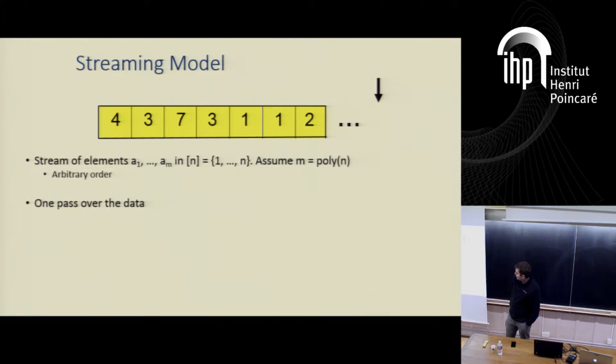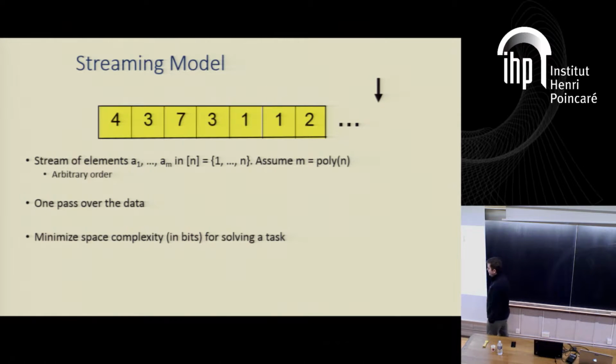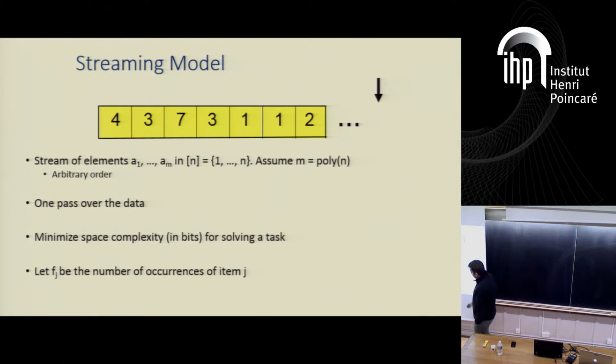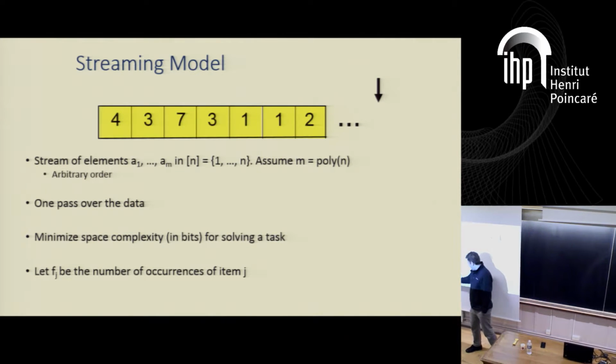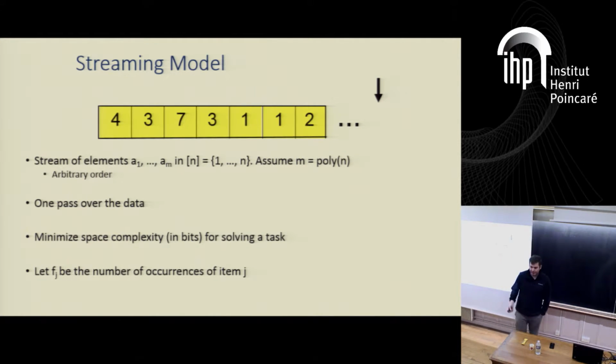We're interested in algorithms that make one pass over the stream. And we'd like to minimize the space complexity in bits for solving a particular task. There are also other resource objectives like minimizing update time, query time, etc., that we'll get into. We're going to be discussing problems that concern the frequencies of items. So let f_j be the number of occurrences, or the frequency, of item j.